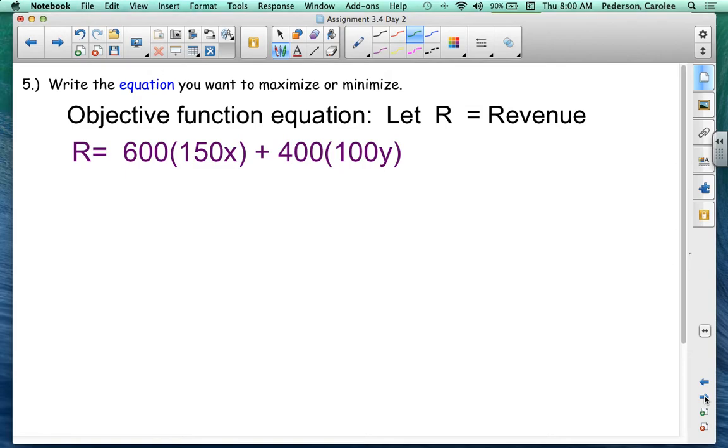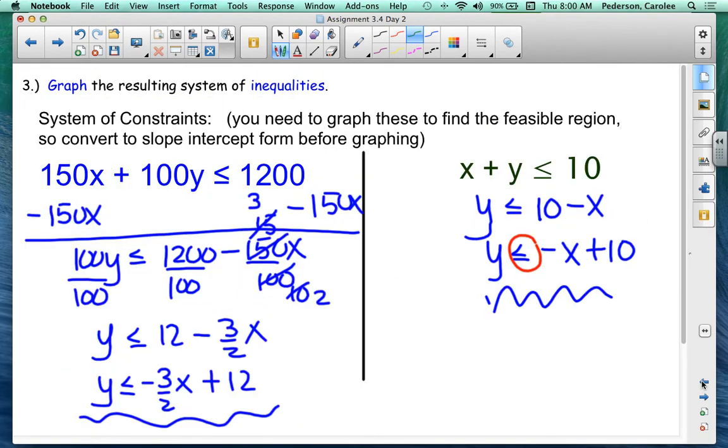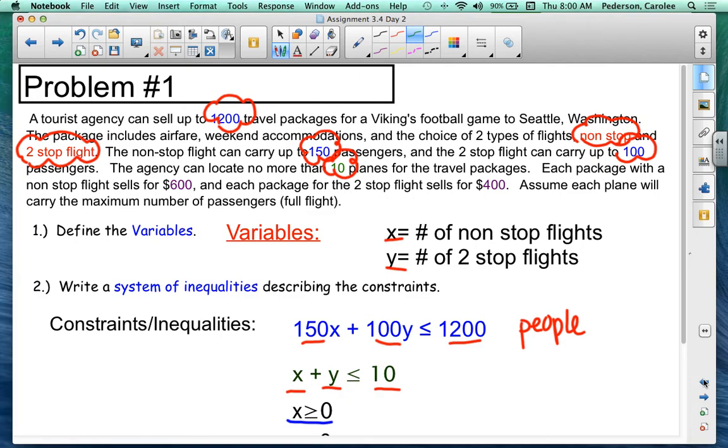Now I need to write the equation that you want to maximize. I already have this here. What I added is $600 times 150 people in a plane, and then however many planes you have. This is $400, 100 people on the plane, and then however many Y planes you have. That's your objective function.